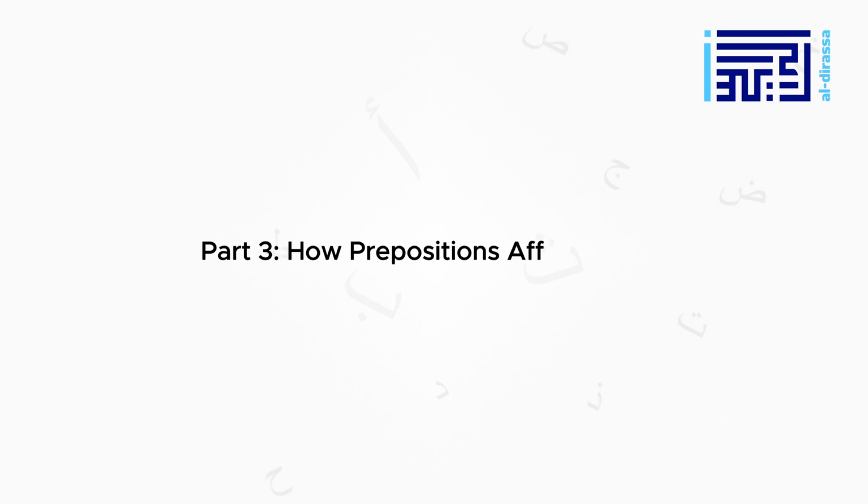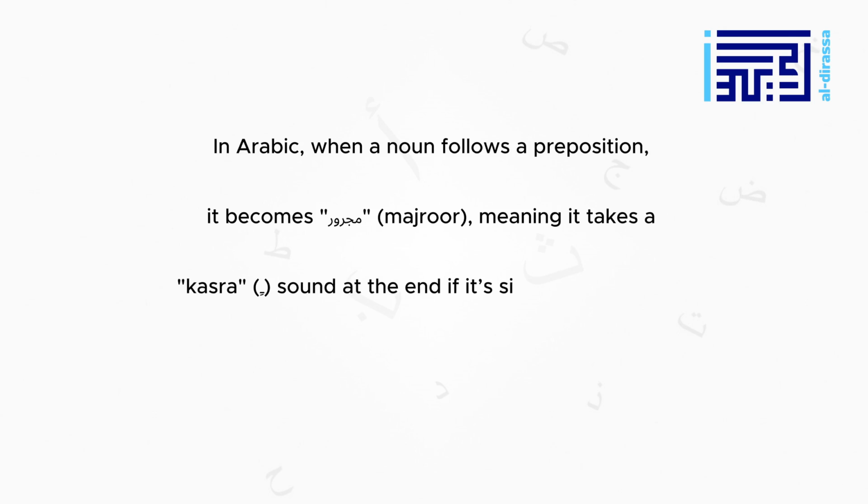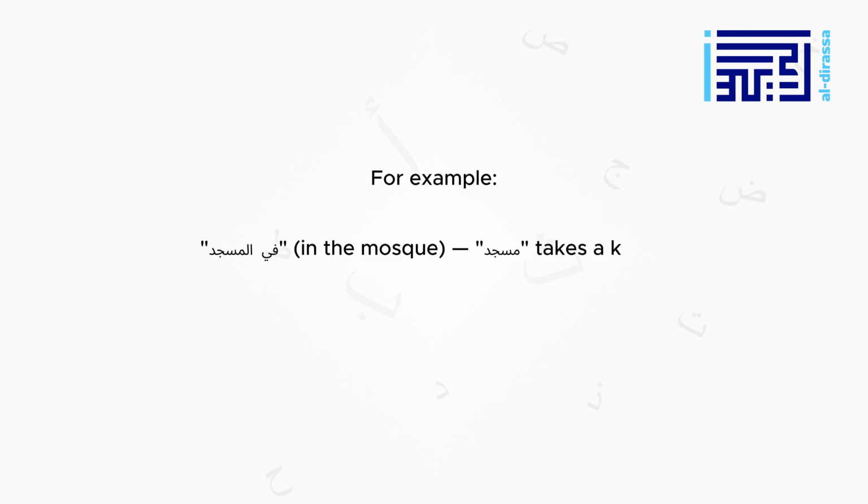Part 3. How prepositions affect nouns. In Arabic, when a noun follows a preposition, it becomes majroor, meaning it takes a kasra sound at the end if it's singular, or a special ending if it's dual or plural. For example, fil masjid, in the mosque. Masjid takes a kasra because it follows fi.